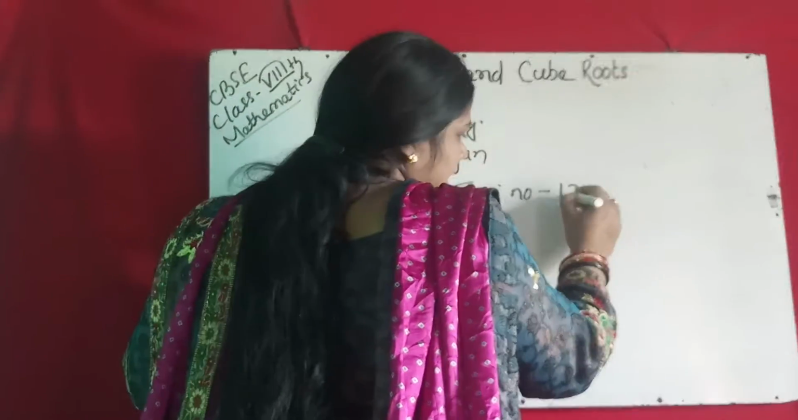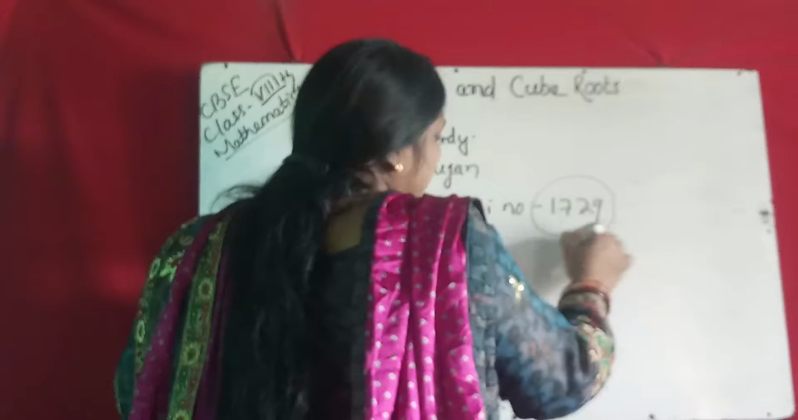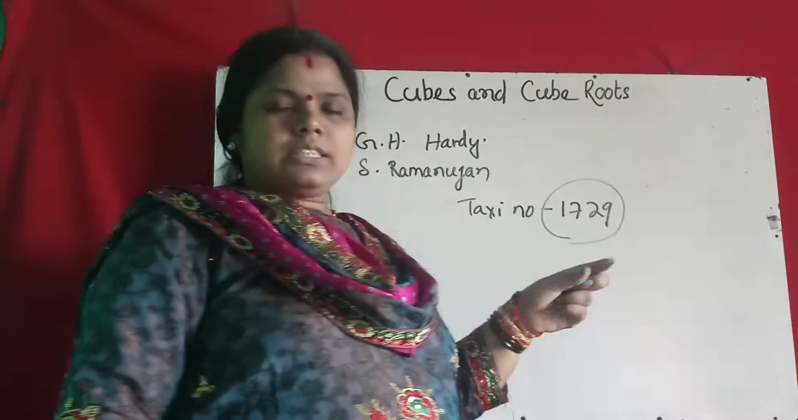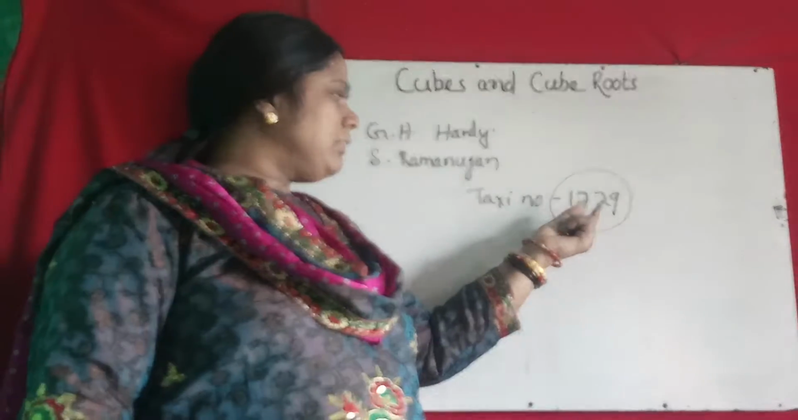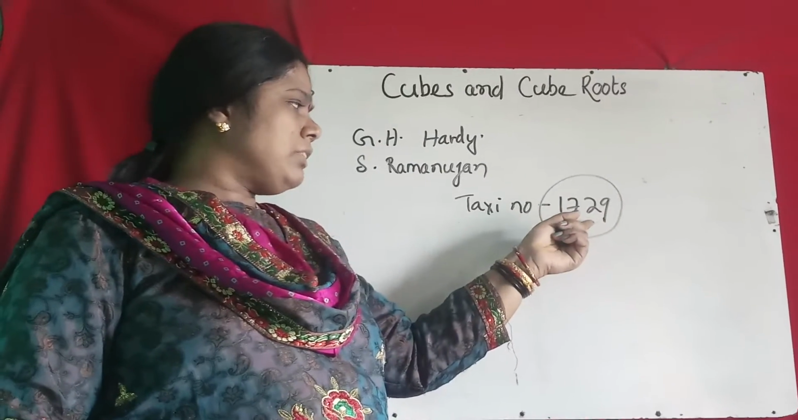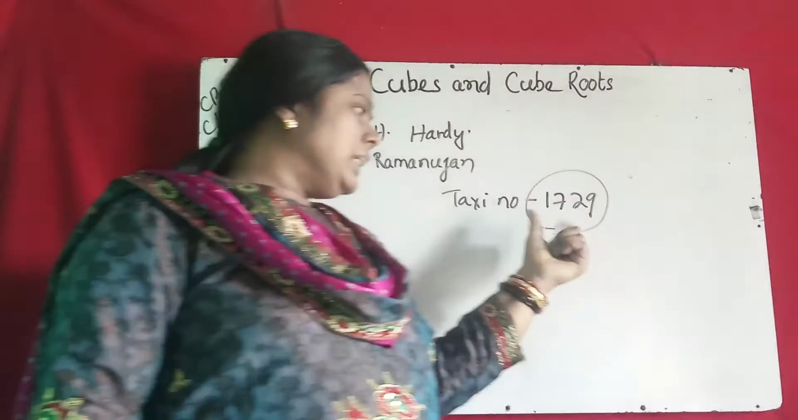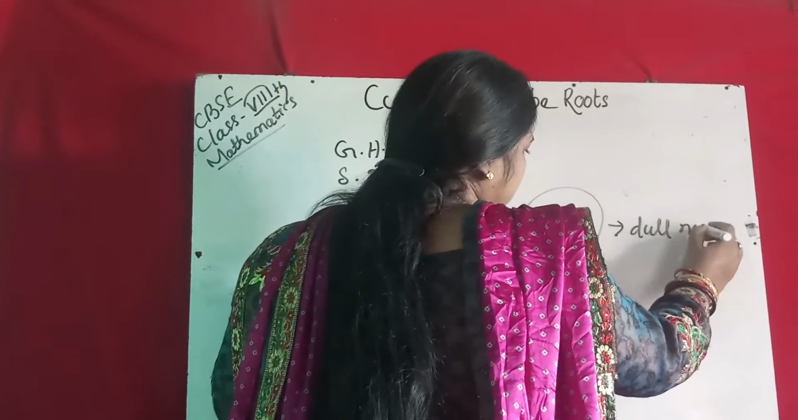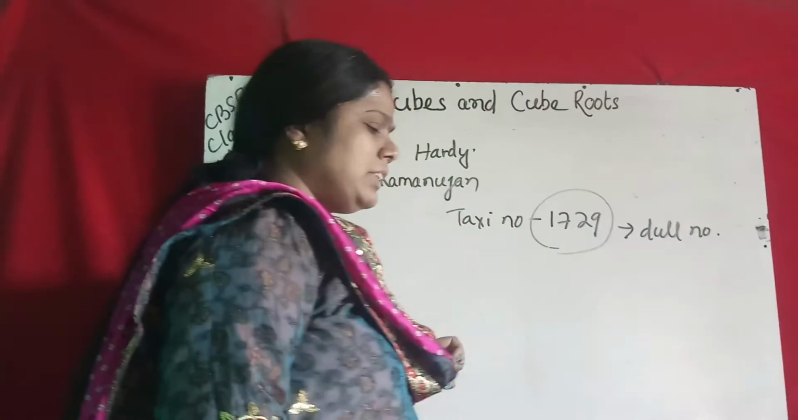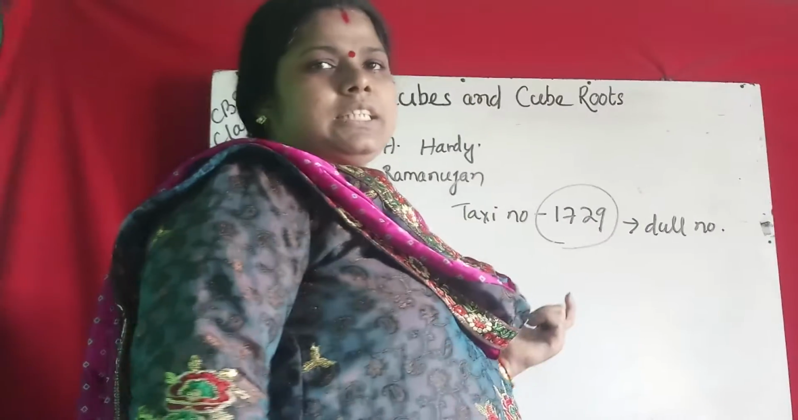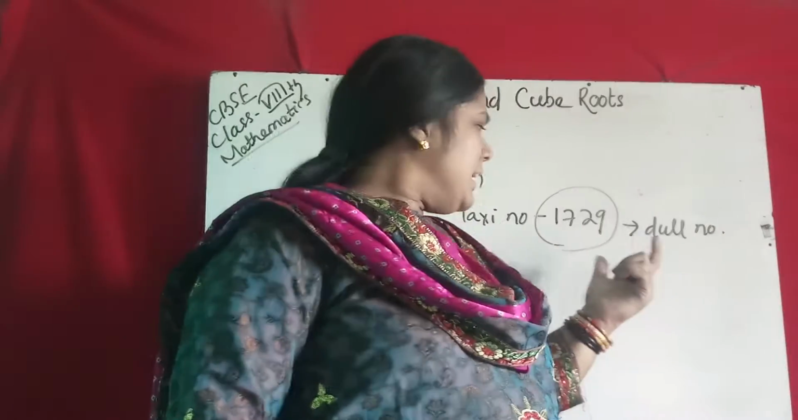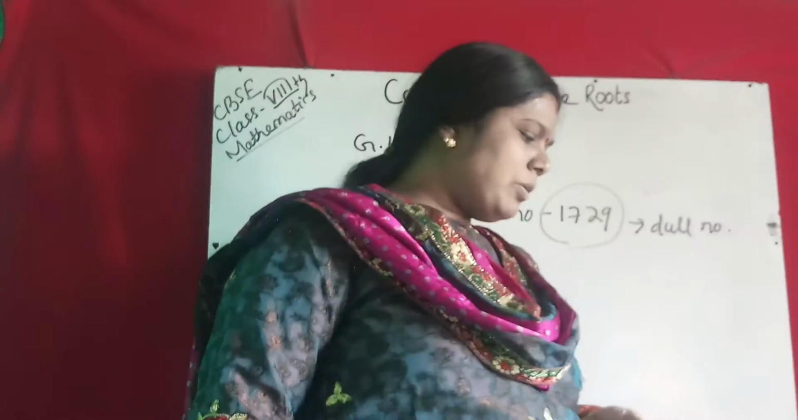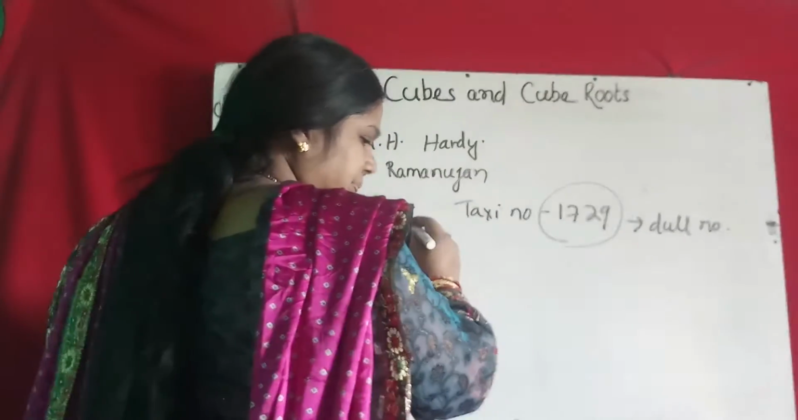Once they were traveling in a taxi, and the taxi number was 1729. G.H. Hardy said that it is a dull number. But suddenly S. Ramanujan said it is not a dull number, it is an interesting number. How? It is a sum of two cube numbers.